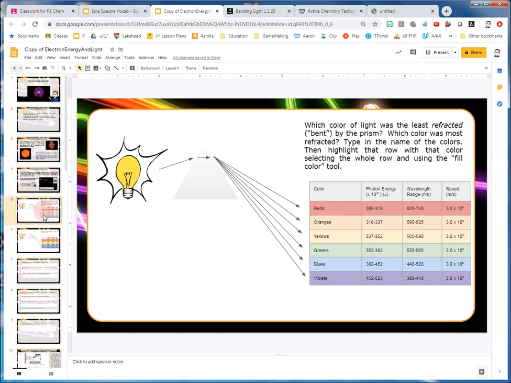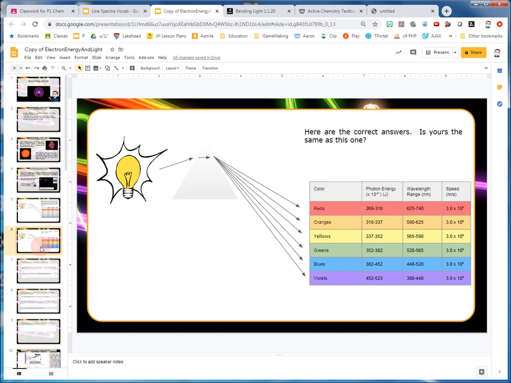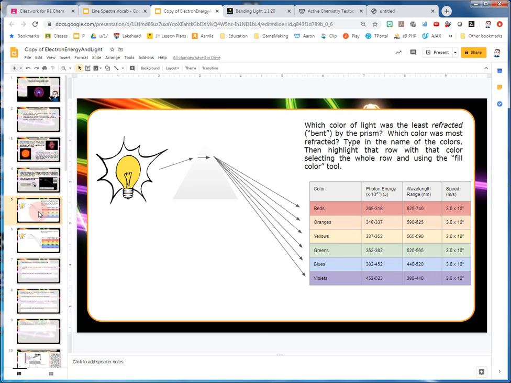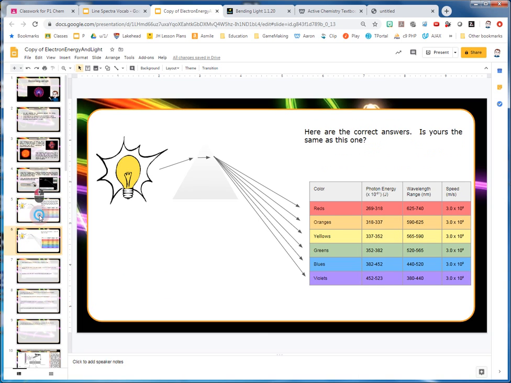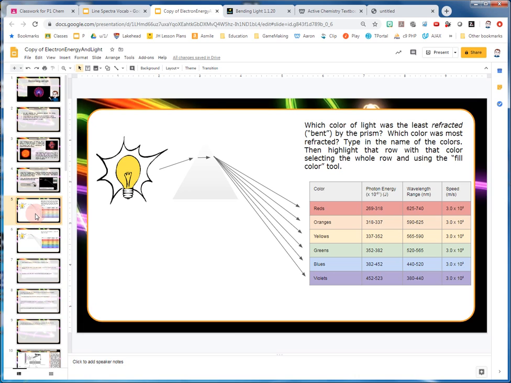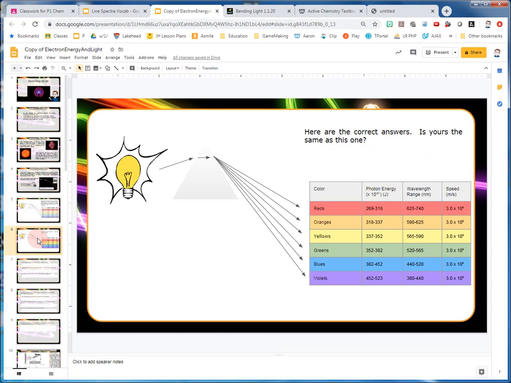And then after this, you should have gone on to the next slide. And oh, I gave you the answers. I wanted you to look at this and come back here and check your work and make sure that you got the right answers. Because if you don't have the right answers, you're going to be moving forward with some incorrect assumptions. So double check, make sure that you got red, orange, yellow, greens, blues, and violets.